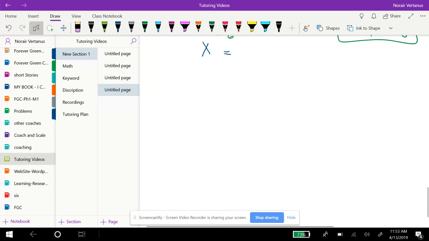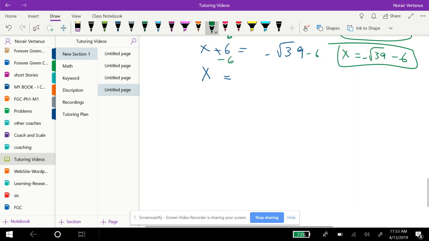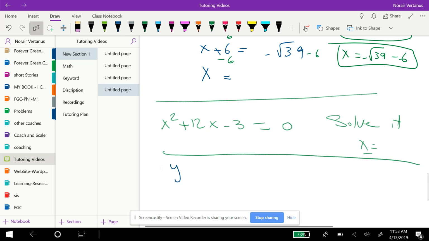So I'm going to write the same problem, which is x squared plus 12x minus 3. Before it was equal to 0. So that's an equation, then you need to solve it for x. But now it's different. Now it is y equal to x squared plus 12x minus 3, or f of x equal to x squared plus 12x minus 3.